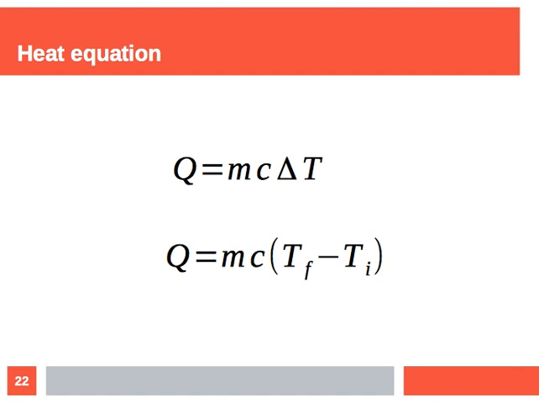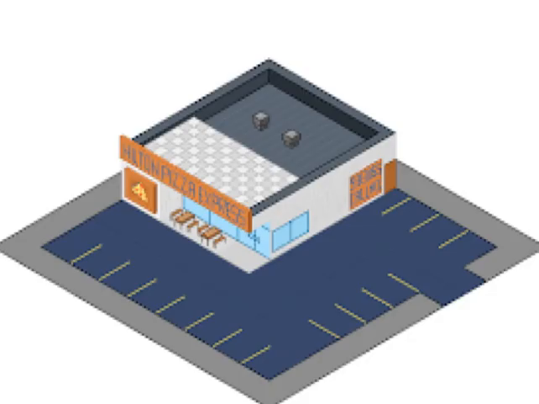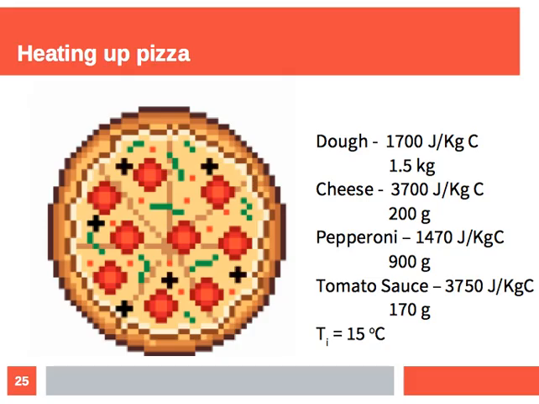But now, guys, we are going to go into Physics Town. Today in Physics Town, we're going to be making some pizza in the pizza place. Well, we have here our ingredients. We got our bread dough, which is this. The bread dough has an average specific heat of 1,700 joules per kilogram degrees Celsius. And we're going to have for this pizza 1.5 kilograms of dough.